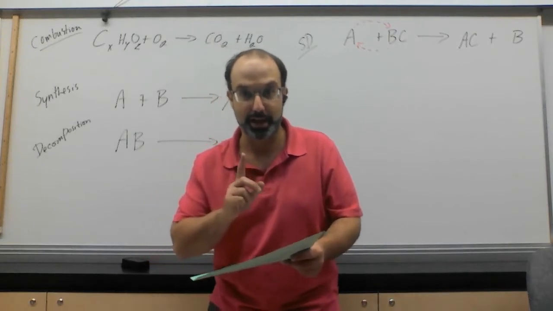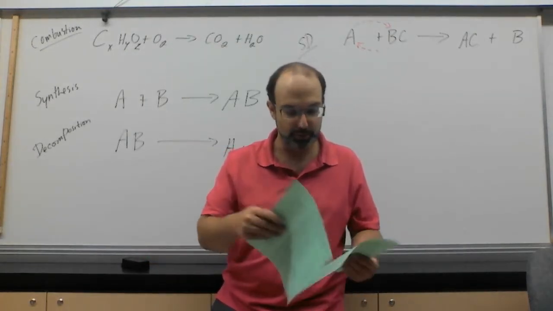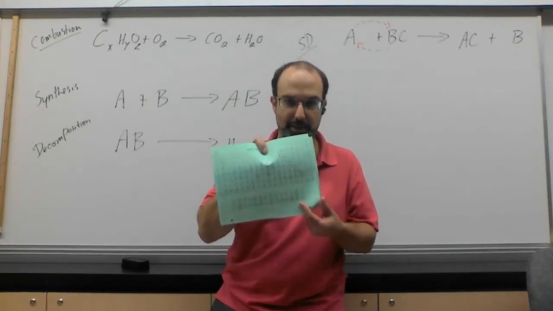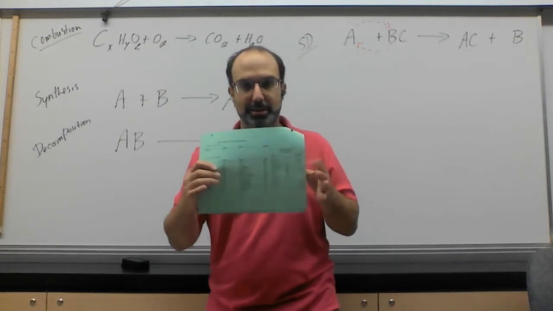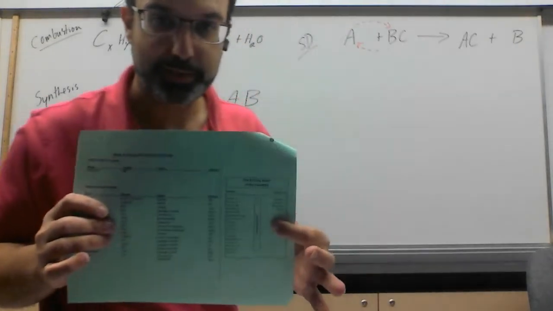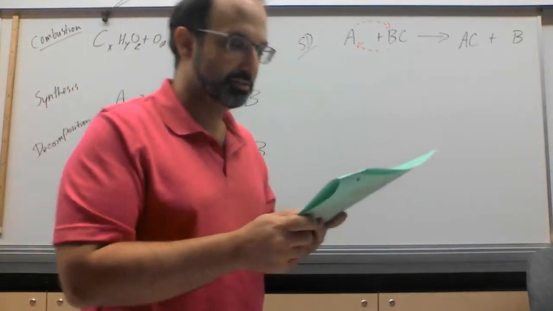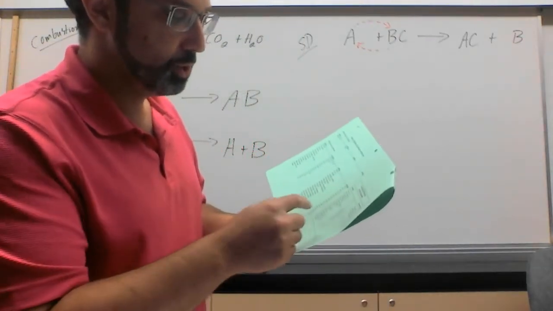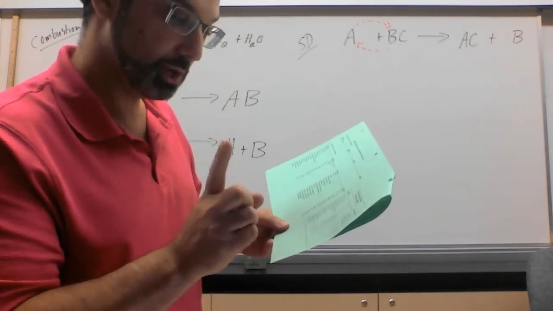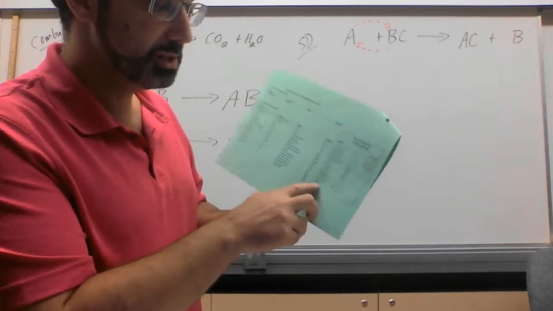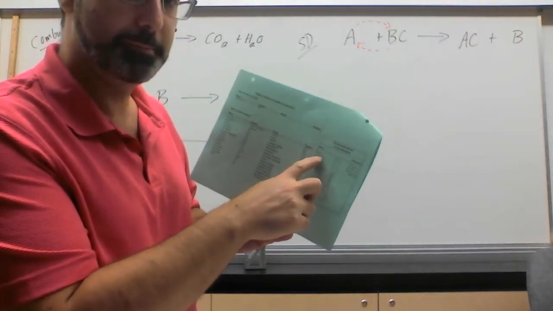Now, we don't expect you to memorize every single possible combination of elements and tell me if it's going to be a single displacement. Instead, that's where this comes in. If you flip to the third page, where you've got your polyatomic ions, this side over here is called the activity series. The activity series basically tells you who is going to replace who. Ones on the bottom will generally lose to ones on the top.